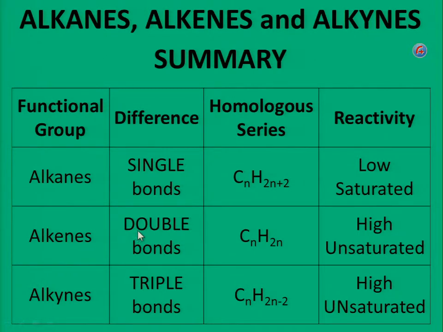Alkenes have double bonds and the general formula CnH2n. They have high reactivity because of their unsaturation. There is a double bond. Alkynes have triple bonds with the general formula CnH2n-2. They have high reactivity because they are unsaturated because of the triple bond.